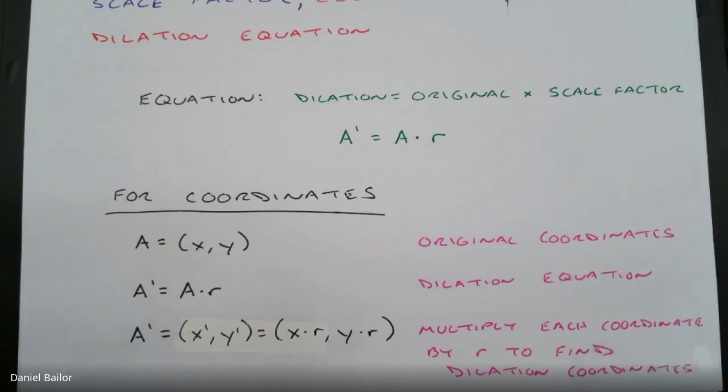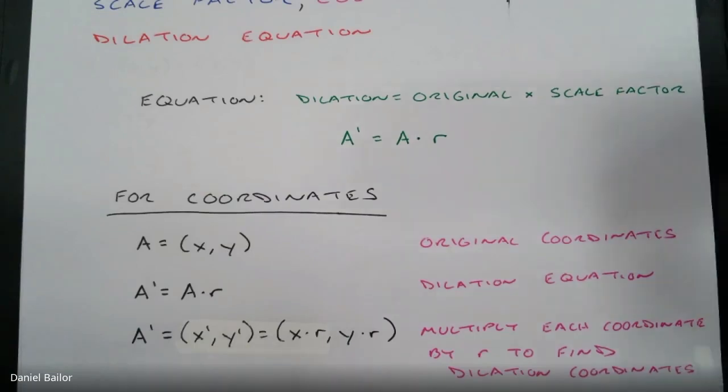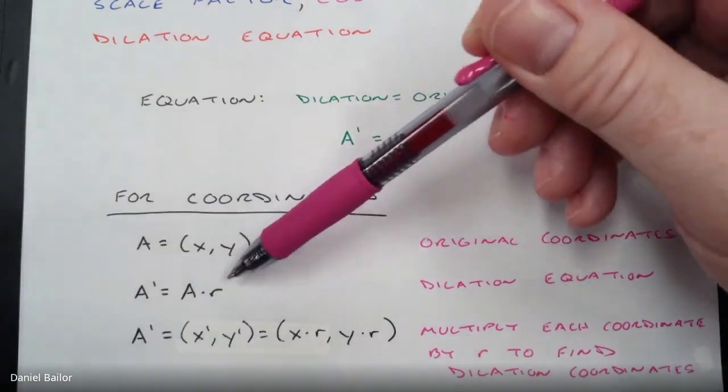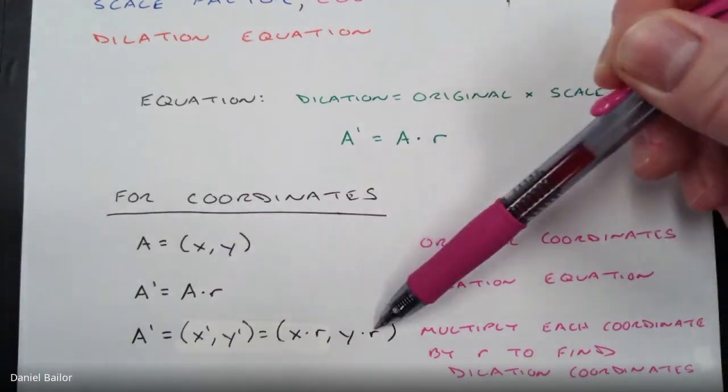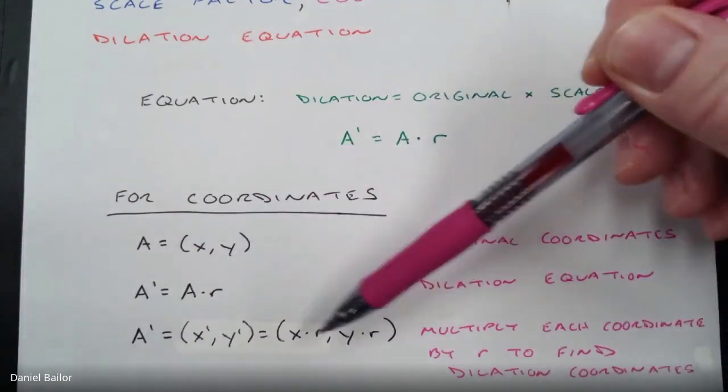And this is because of the fundamental theorem of similarity. This is because of FTS. Because remember, everything changes by FTS. So FTS tells us all the lengths change. So x and y change also. And FTS tells us they change using the scale factor. So when we dilate a coordinate, we multiply the pieces times the scale factor. x times r makes x prime. y times r makes y prime.